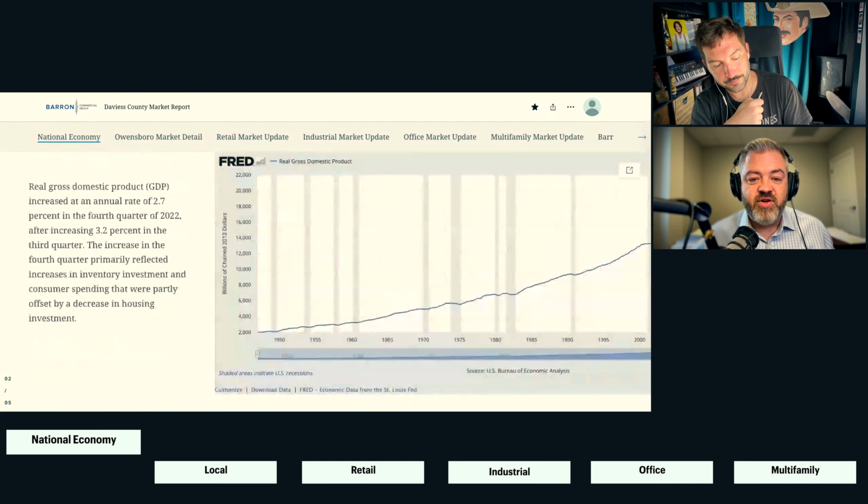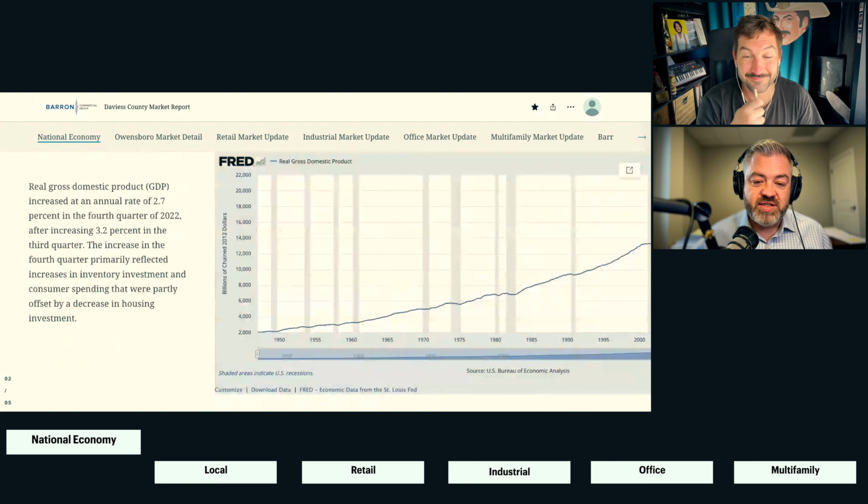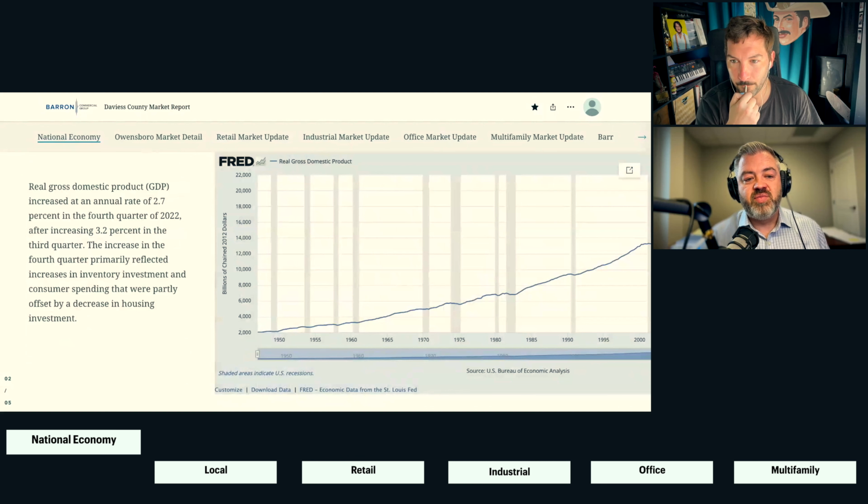Now, FRED is the Federal Reserve data, and this is from the St. Louis Fed specifically. And this is just showing our GDP, our gross domestic product, which is an indication of all the stuff that we make and produce in a year in the United States. That's what the GDP is, and it's highly indicative of how we're doing.